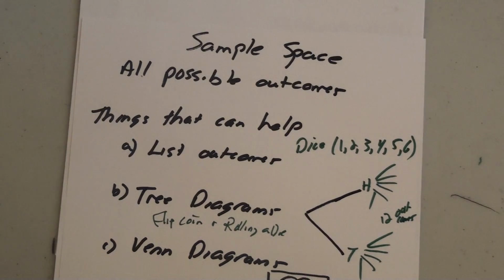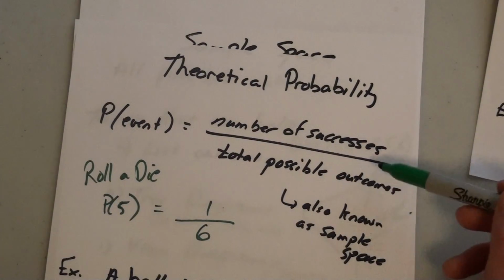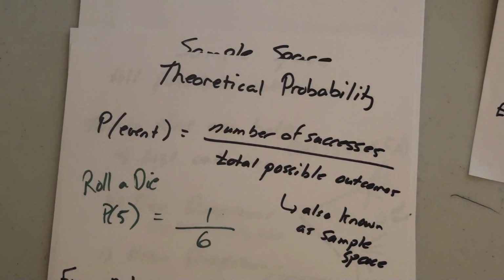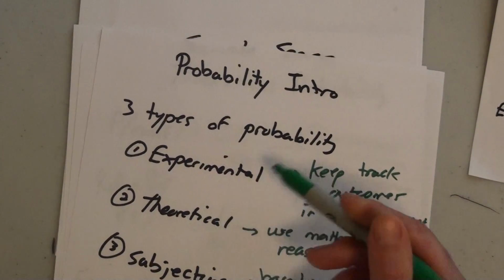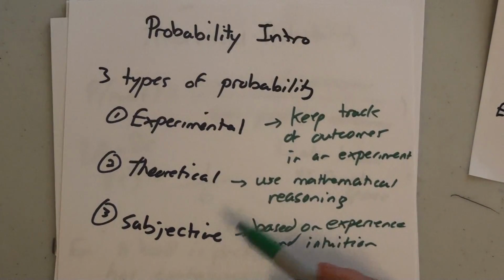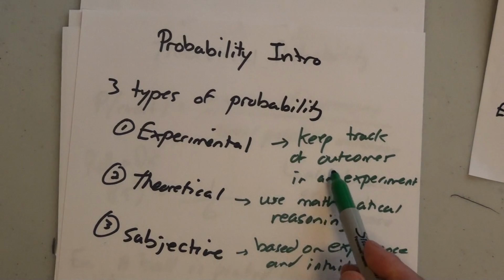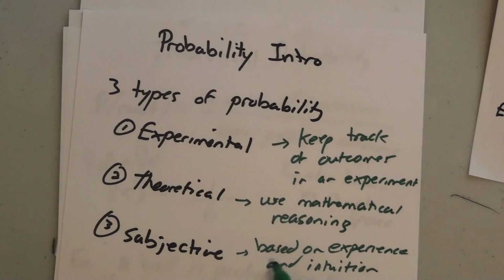So this is a brief introduction to probability. Again, theoretical probability is the number of successes divided by the total possible outcomes. And there are 3 different types of probability: experimental, theoretical, subjective. Experimental is based on keeping track of some sort of experiment, and subjective is based off of your own intuition and experience.